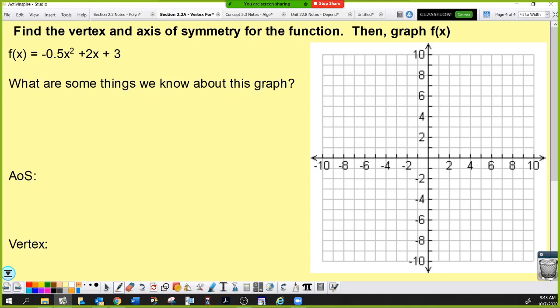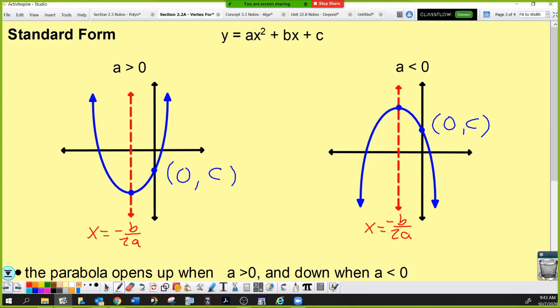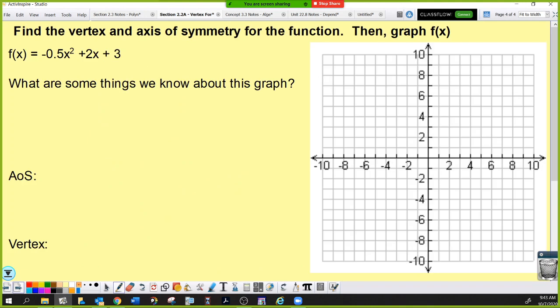Well, I don't know. Let's look at our notes. Hey, look, right there, a negative number on the front. No, points down. It points down because negative people frown. It looks like this. So we already know that this thing points down because there's a negative number on the front.